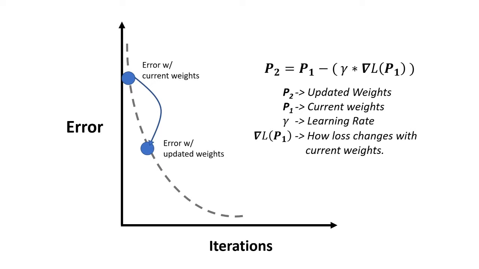But you want to be careful not to set this too high, because you could compare it to when you try to study too many things at once and try to learn too many things at once, you're not really going to retain anything. So that's similar to what happens if you make the learning rate too high. Then we have this expression, loss of P1, which determines how loss changes with our current weights.